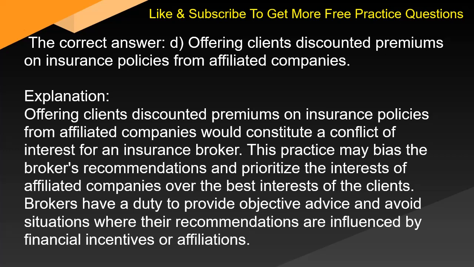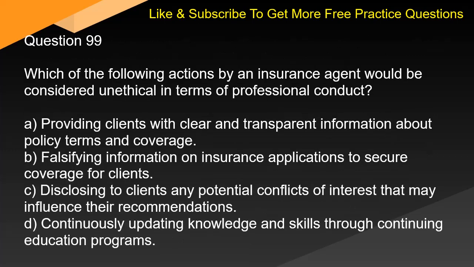The correct answer: D. Offering clients discounted premiums on insurance policies from affiliated companies. Explanation. Offering clients discounted premiums on insurance policies from affiliated companies would constitute a conflict of interest for an insurance broker. This practice may bias the broker's recommendations and prioritize the interests of affiliated companies over the best interests of the clients. Brokers have a duty to provide objective advice and avoid situations where their recommendations are influenced by financial incentives or affiliations.